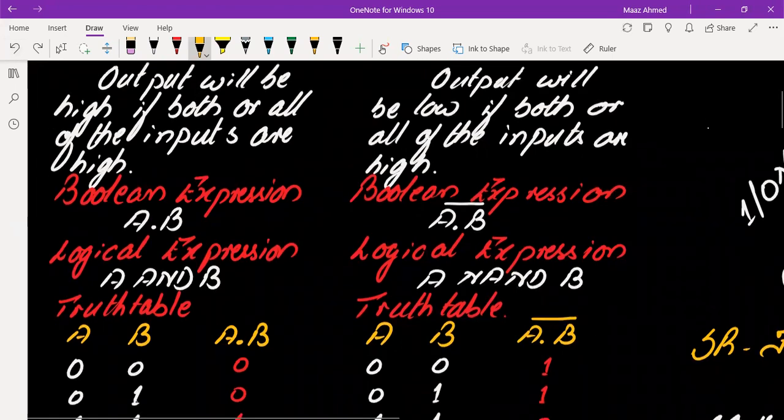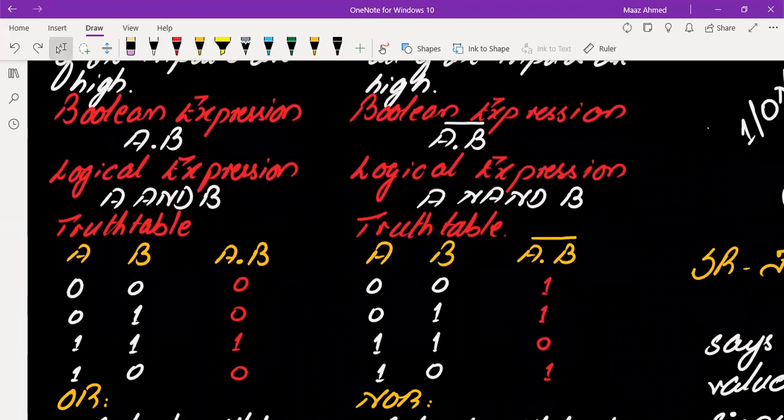Now for the Boolean expression, you might notice that there is only a bar placed over A dot B. This bar represents a NOT gate. Always remember that this bar represents a NOT gate. So A dot B has a bar over it.